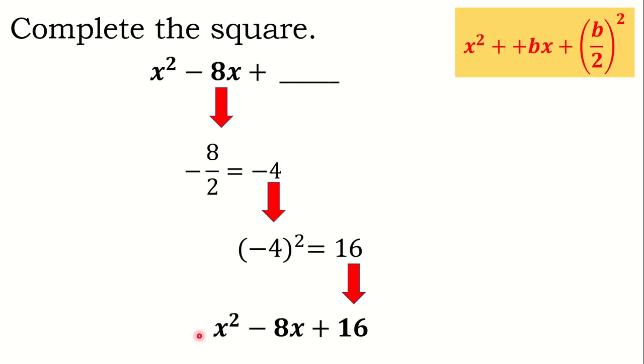Okay, so ibig sabihin, ito ay isa ng perfect squared trinomials. So, paano ulit natin nakuha yung 16? Una muna, kunin muna natin yung value ng b, tapos i-divide lang natin sa 2, yung sagot, squared natin. So, yung sagot na ni-squared natin, yun ang idadagdag natin sa expression natin para maging perfect squared trinomials. So, paano naman kunin yung square of binomial nito? Galing sa perfect squared trinomials.